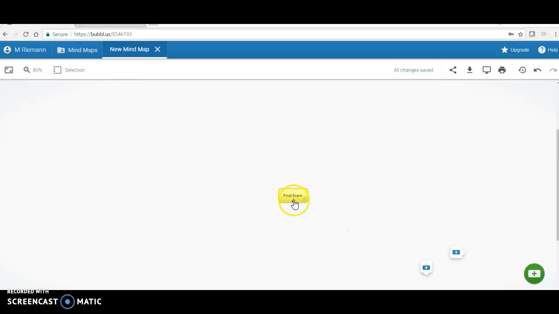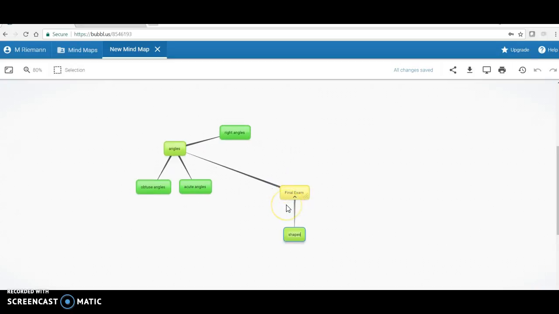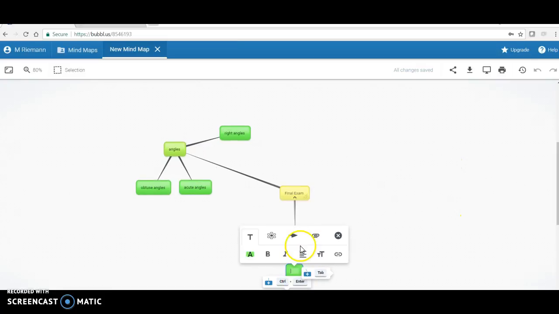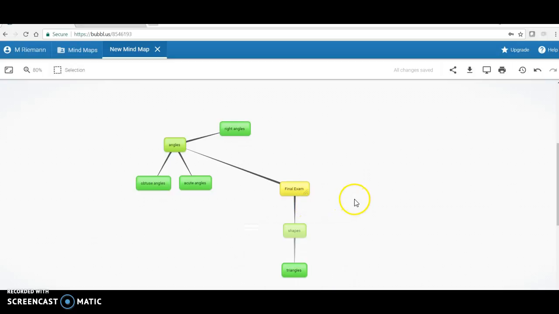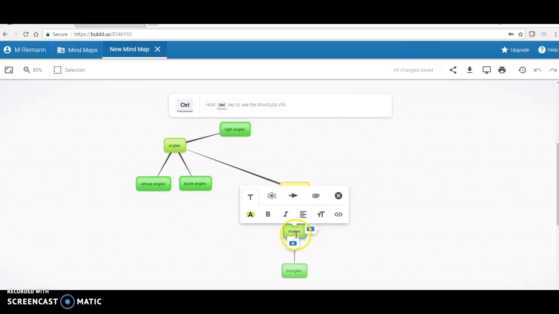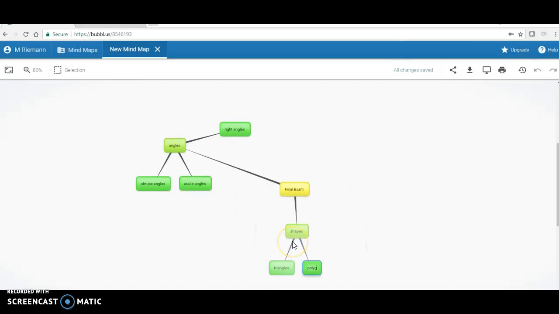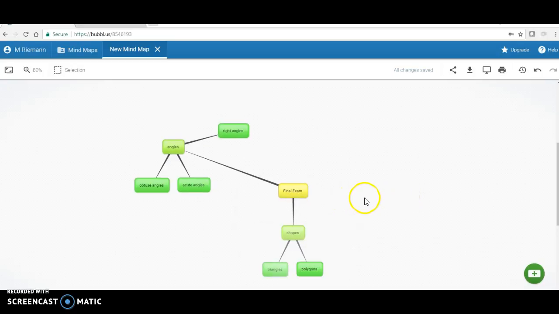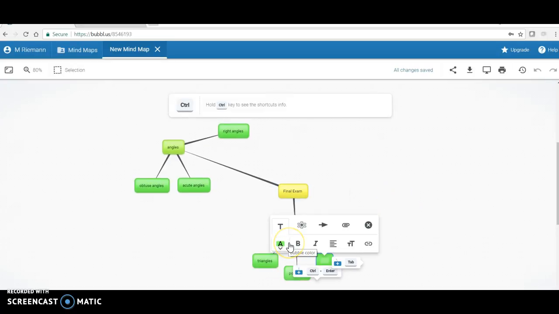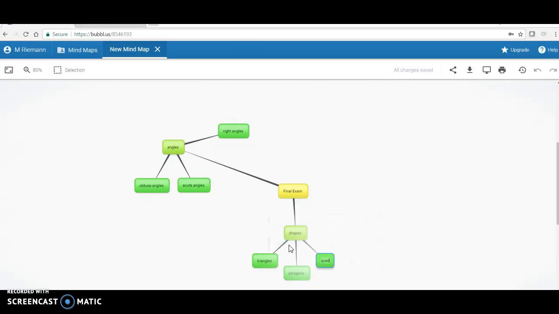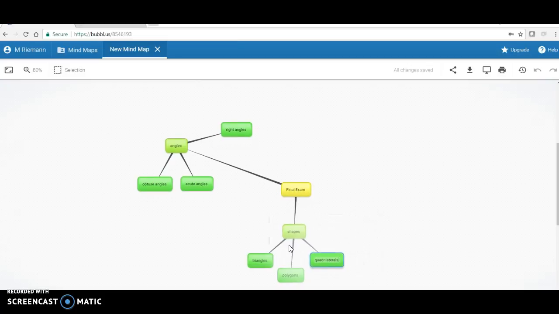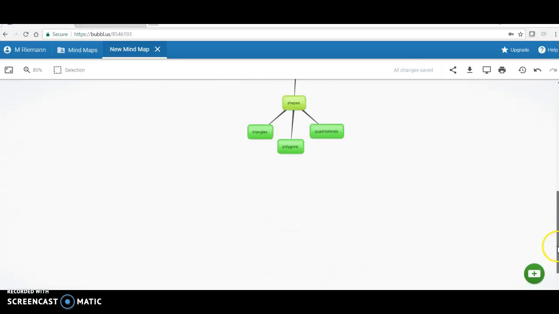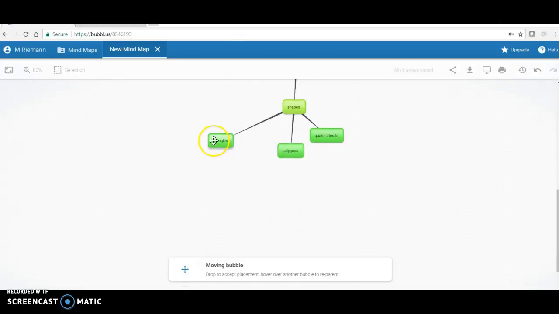And then the next unit that we talked about was shapes. Now shapes is going to be a big branch because within shapes we talked about various types of each kind of shape. So this one's going to take a lot of room. And we also talked about quadrilaterals. Now off of each of these, I'm going to add more bubbles about each of the different types.